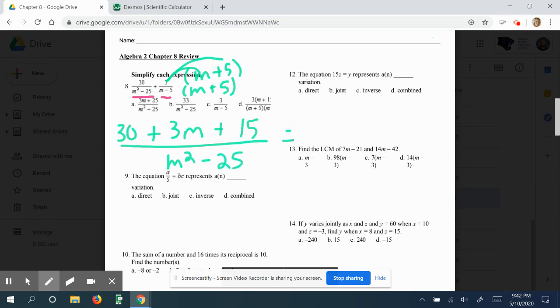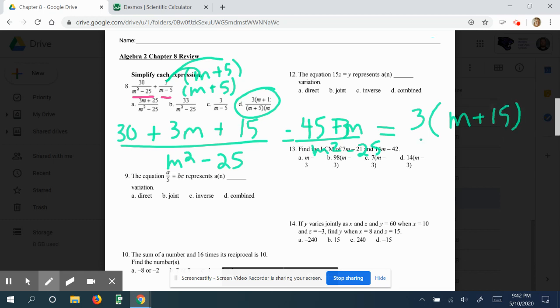Okay, so I add my like terms. 30 plus 15 is 45, plus 3m, all over m squared minus 25. And so my correct answer would be, well, they wrote it differently, but D is what they got. So it's 3 times m plus 15. And basically that's just taking this 45 plus 3m and factoring a 3 out. So the m plus 15 over, and then they factored m plus 5 and m minus 5. But it's the same thing as what we had before. Okay?